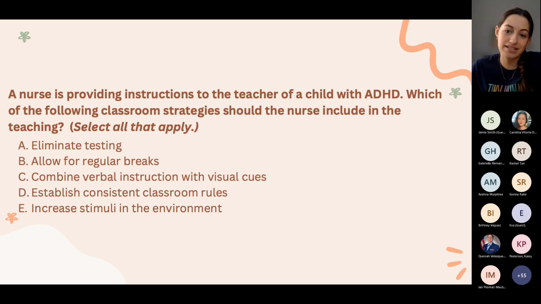Great job with this one, you guys. So the correct answer is B, C, and D. These are all going to be really important things to help a kiddo with ADHD. A, we don't want to eliminate testing, but working with the teacher or the school to get them extra time for testing is going to be really important. And then we want to decrease the stimuli in the environment for them so that they can focus better. So great job with that one.